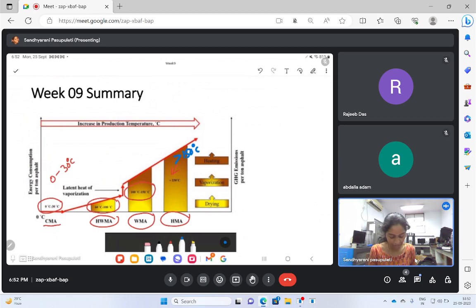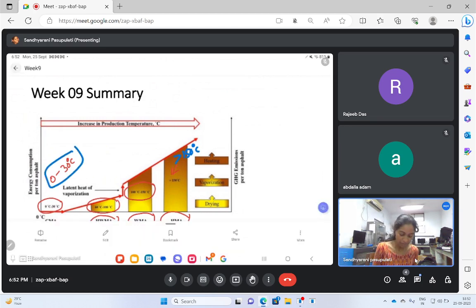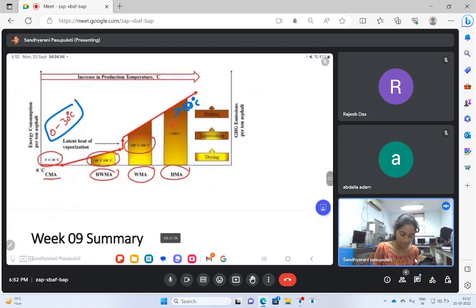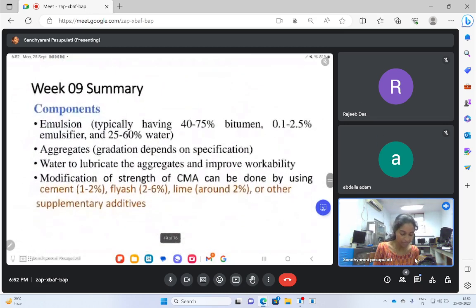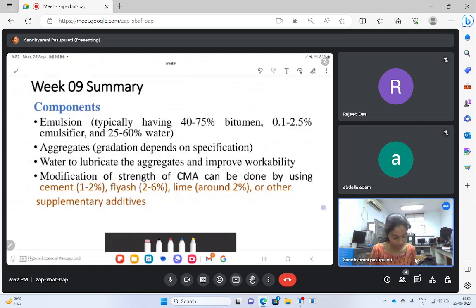So currently we are discussing this cold mix asphalt, where the mixing or production temperature would be in the range of 0 to 30 degrees. What is this cold mix asphalt usually? Previously we used to have virgin aggregates plus binder. We were applying some heat from outside, let us say greater than 150 degrees, then they both will get heated, then we try to mix. So what are we usually doing when we apply the heat?